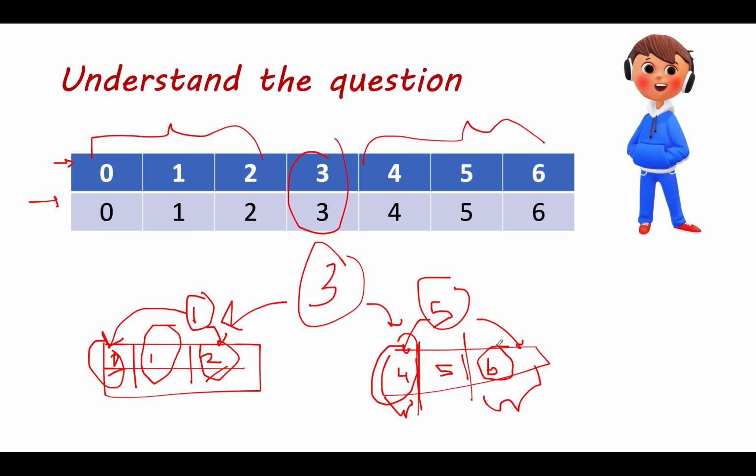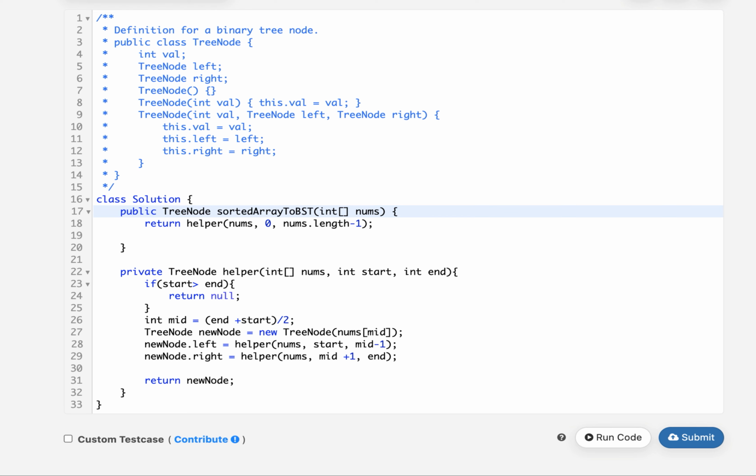Pretty straightforward, guys. And whatever I have told, I'll exactly code the same. Moving on to the coding part. The first thing that I have done here is to define a helper method that accepts 3 parameters. The first one being the nums array itself, the second one being the start index in that array, the third one being the end index in that array.